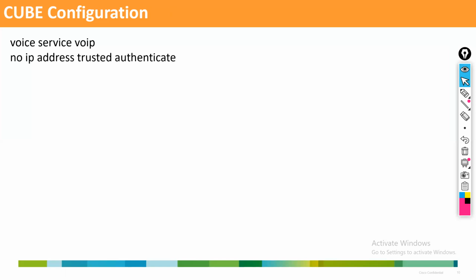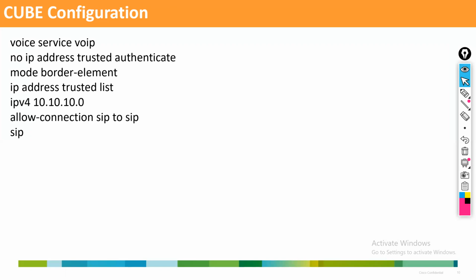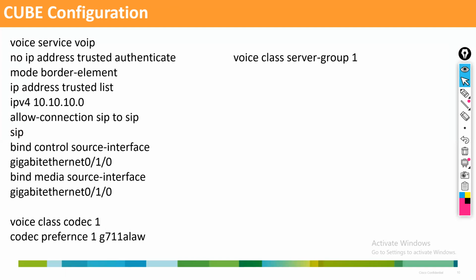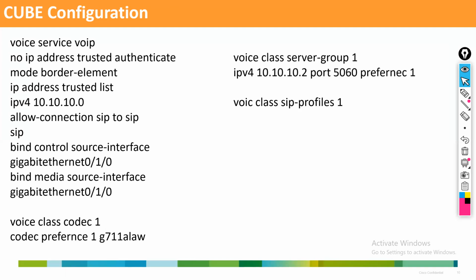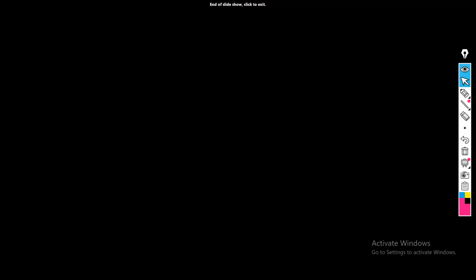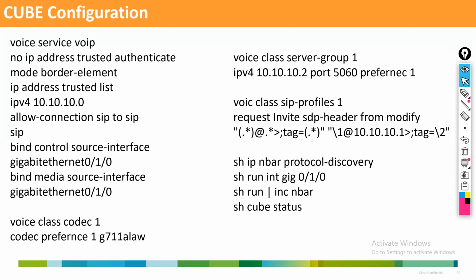Next, the CUBE configuration: voice service voip, no ip address trusted authenticate, mode border-element, ip address trusted list. These are the different commands you have to execute to configure your CUBE router. Then voice class codec, voice class server groups, then SIP profiles, then a few show commands. So that's it about the CUBE. It's very simple.